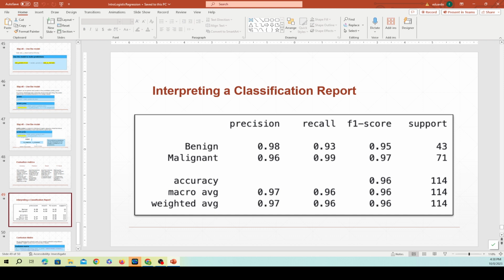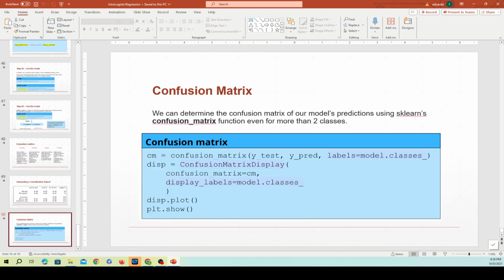As you can see here, we have a graph representing the different types of scores on our model. We have the precision with 98% and 96%, a recall of 93 and 99, the F1 score of 95 and 97, and support of 43 and 71. So we can see here that maybe the 98 and the 97 are a little off. That's probably why you make the decision to use this model.